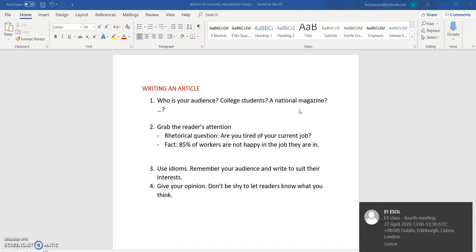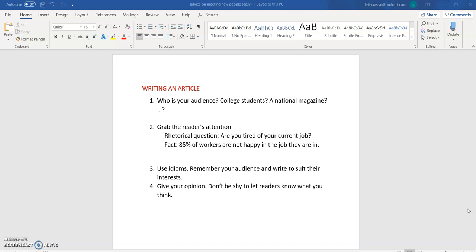Is this an article for a national magazine? So is it going to be read by the general public? We need to know who is going to be reading this article. And according to that, we need to use the correct vocabulary. When writing an article, we need to grab the reader's attention straight away.